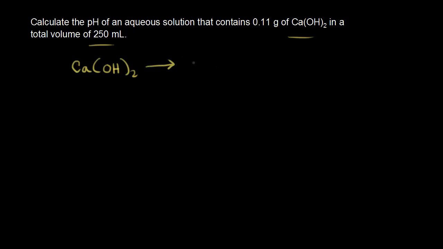We're going to get calcium ions in solution, right? And we're also going to get hydroxide anions in solution. But if you balance this, right, you need two. You need a 2 here. So for every 1 mole of calcium hydroxide dissolved in water, you're going to get 2 moles of hydroxide ions. So let's first figure out how many moles of calcium hydroxide we have.